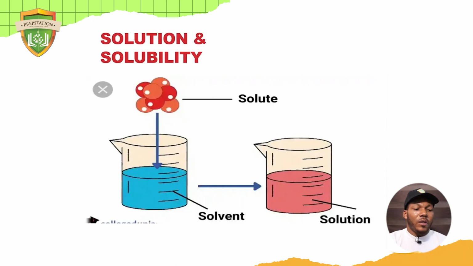Okay, let's move to solubility. Here we have three basic things: the solute, which is your solid particles; the solvent, which is your liquid substance; and the solution. Now, when you introduce any solute to a solvent, it becomes what? A solution.